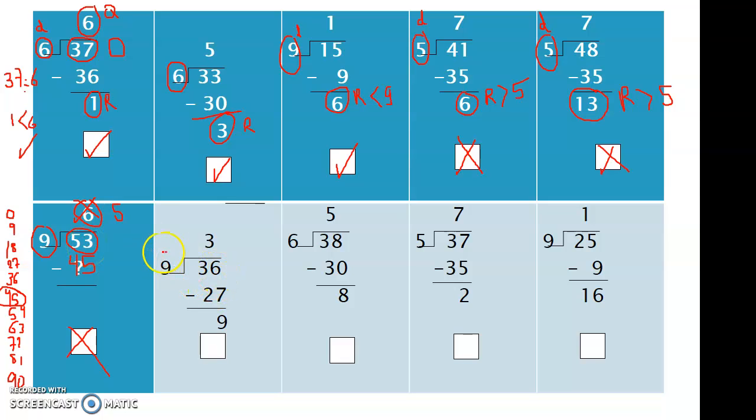Here, the divisor is 9, and the remainder is also 9. Is it correct? Can the divisor and the remainder be the same? No, they can't be the same. Why? Because here we have 9, so we can make a group of 9. So is it correct? No, it's wrong.